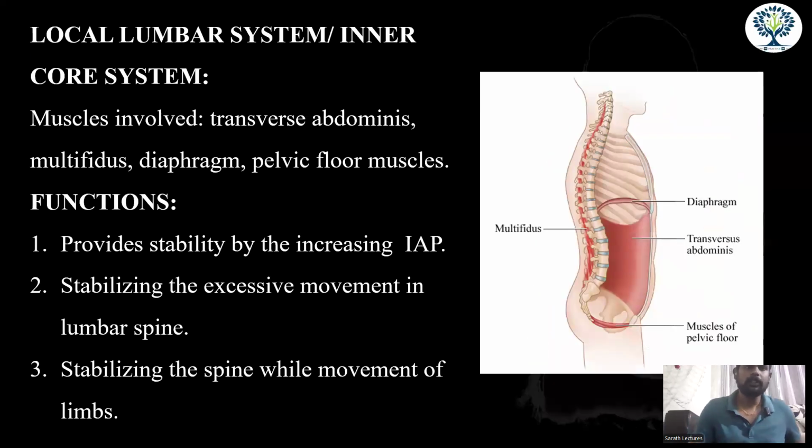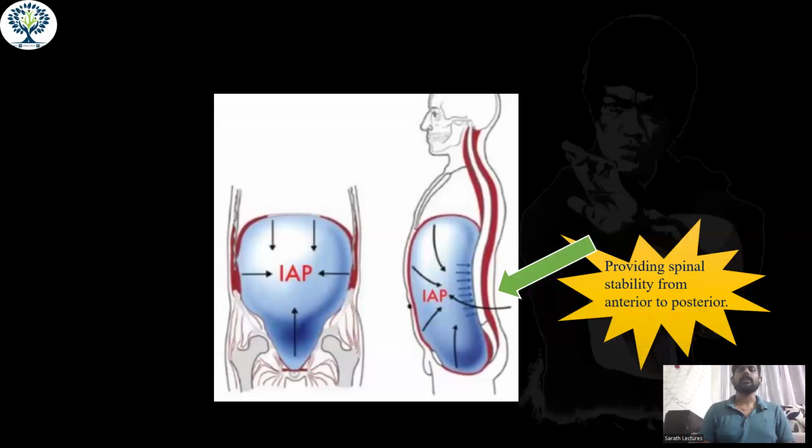Now come to the local lumbar inner muscles. I already mentioned everything in detail. Now come to this point. Everything I told, right? Only one thing I didn't tell. That is, you are pressing from the upper side, downward side, forward side. Everything is going to the back side. What is happening to the back side?